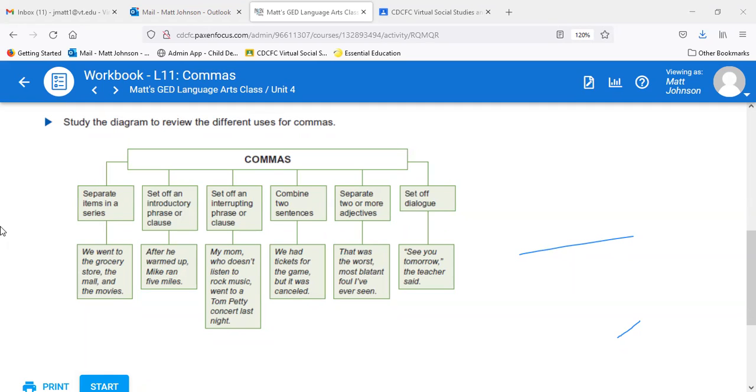So that was the worst, most blatant foul I've ever seen. Worst, most blatant being your adjectives there. You're going to separate those and then set off dialogue. So that's where you're going to see the use of quotation marks, right? So here, whether it's at the beginning or somewhere in the middle or end of the sentence, so: see you tomorrow, comma, the teacher said. You could also say the teacher said, comma, see you tomorrow, moving things around in the sentence.